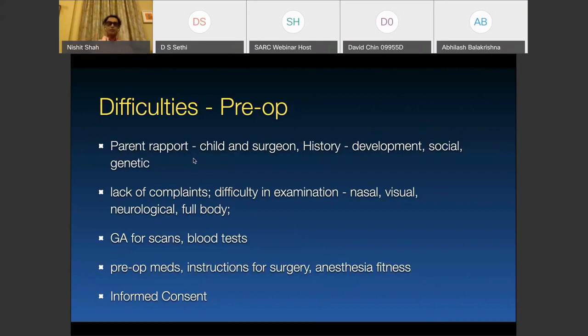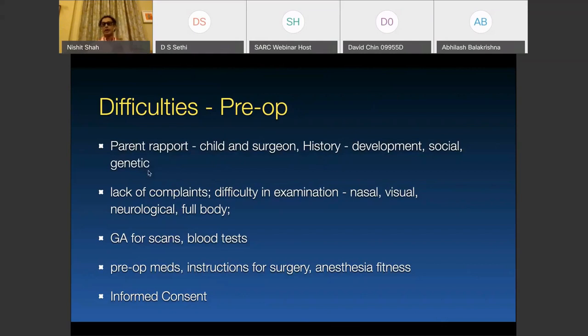So it's important that the parent stays calm, at least in the presence of the child, so that we're able to get this good relationship between parent, child, and surgeon. On the same lines, the history is very important, both in terms of physical and mental development, but also in terms of social development, its interactions with other children or with other members in the family. And finally, is there a genetic background that either one of the parents shares?